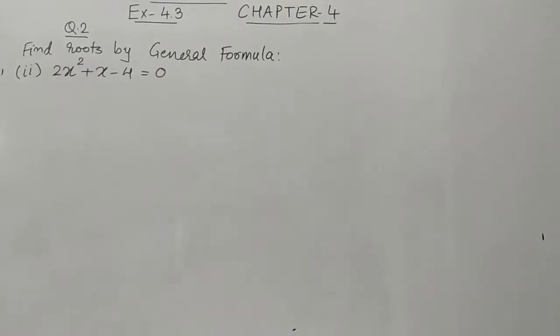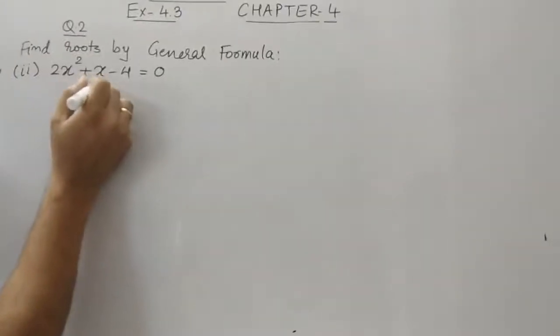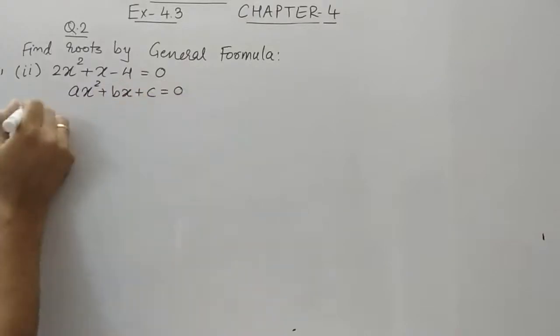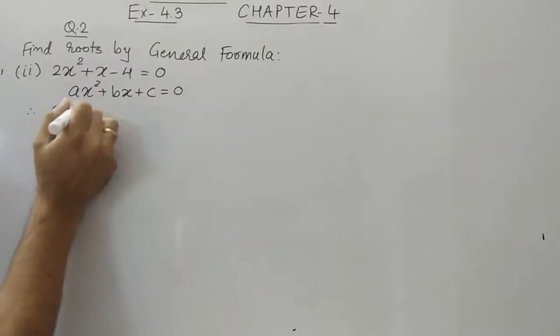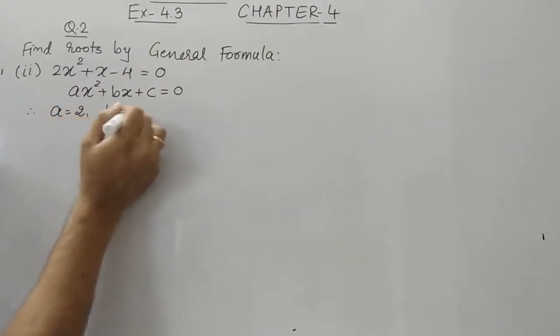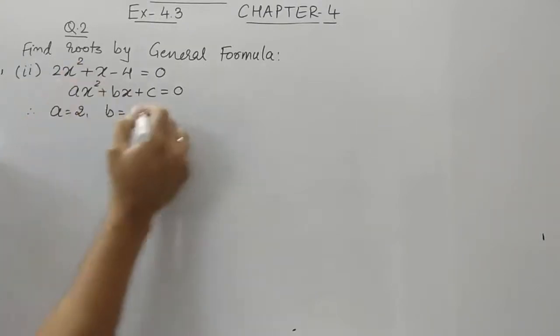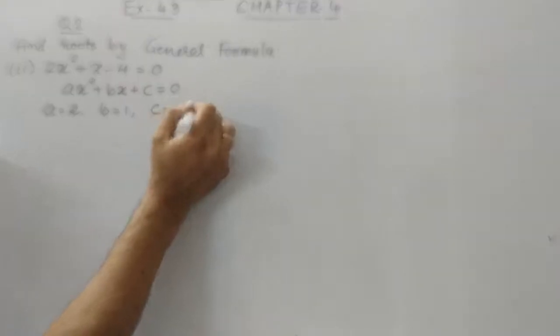Let us do the second number. Again, to find the roots by the general formula, first we need to compare with the standard form ax square plus bx plus c. So we can say the value of a is 2, the value of b is 1. a is the coefficient of x square, b is the coefficient of x and c is the constant.